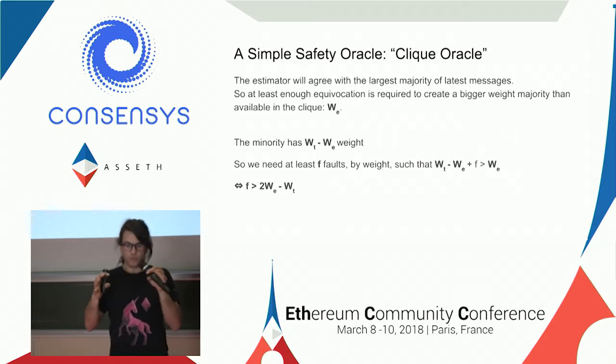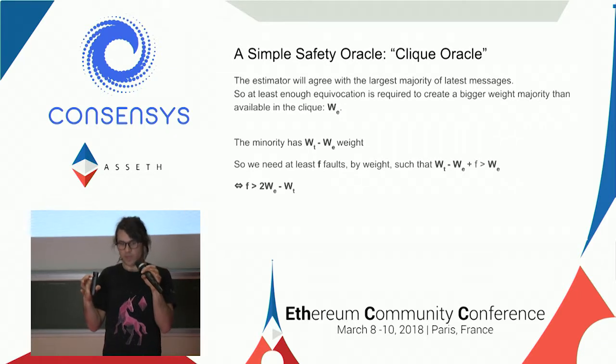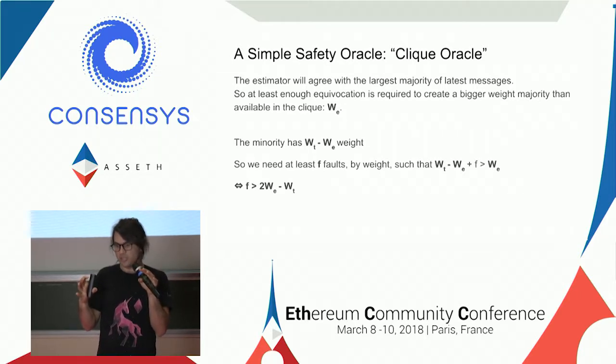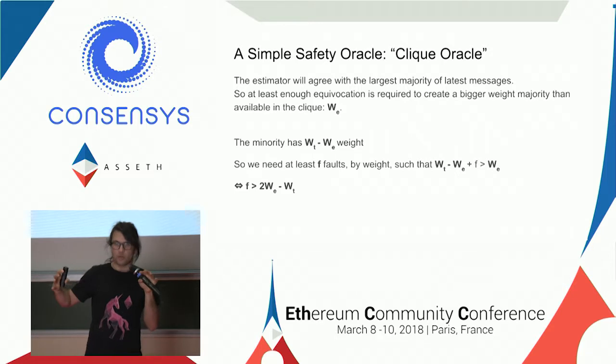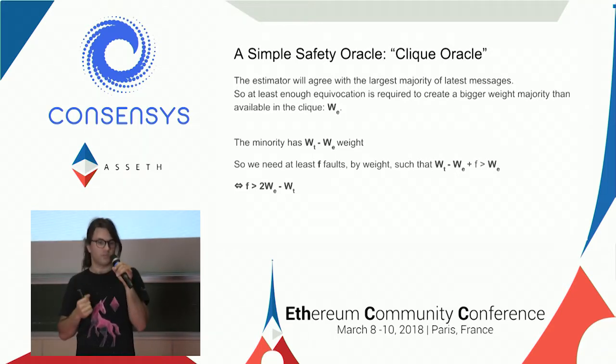So if you have some group of weight W here, if you want to change your mind from the estimate they all agree on, E, to not E, then you have to see some group that's bigger than that. And so we do this kind of overlap argument.